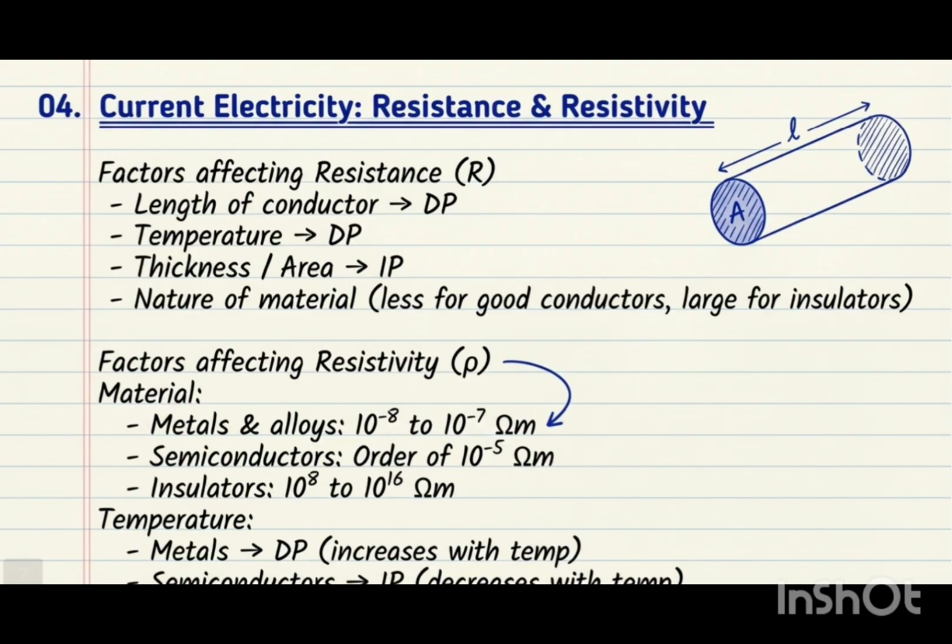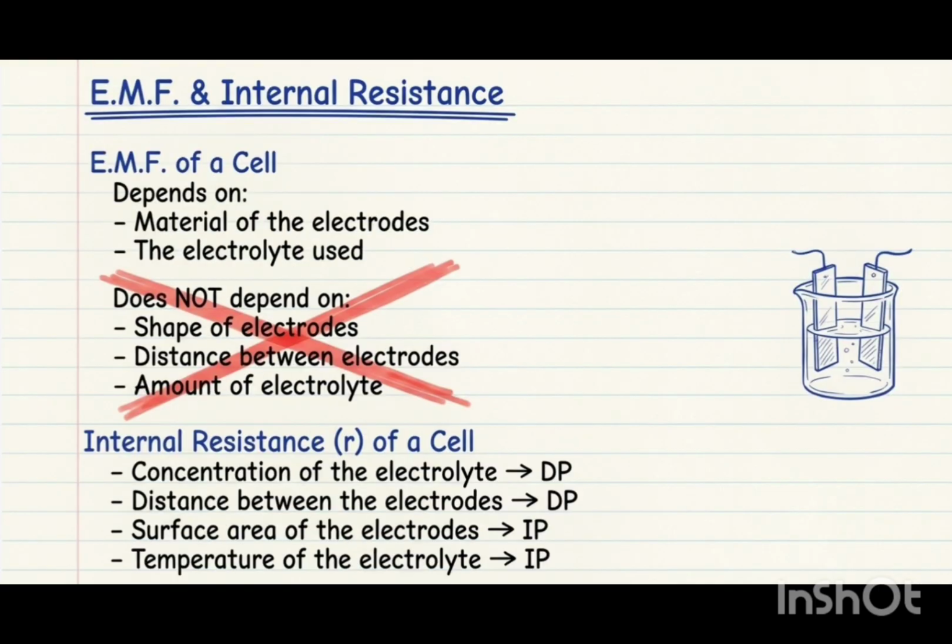Now let's understand electromagnetism. Electromagnetism explains the relationship between electricity and magnetism. Two important rules help us determine directions in electromagnetic systems. Fleming's left-hand rule is used in electric motors to determine the direction of force. Fleming's right-hand rule is used in generators to determine the direction of induced current.